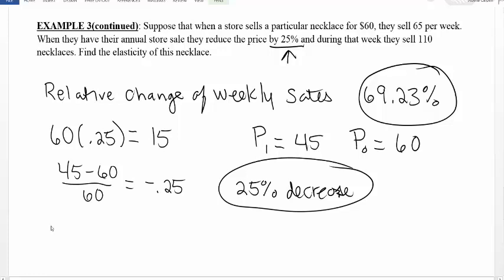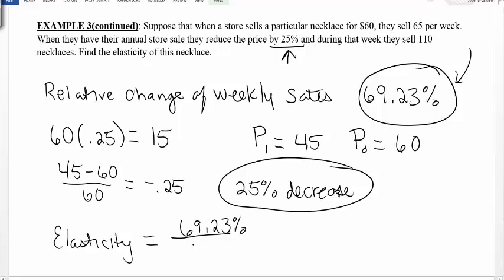To find the elasticity, we need to look at the ratio in a very specific way. It's going to have the change in the number of products on top, or the change in quantity, divided by the relative change in price. So here we have 69.23% divided by 25%. And technically this is a negative 25%, but since we have to take the absolute value at the end, we don't need to include that.